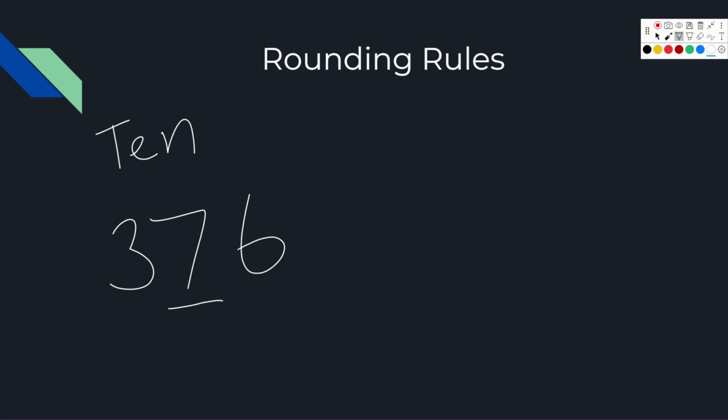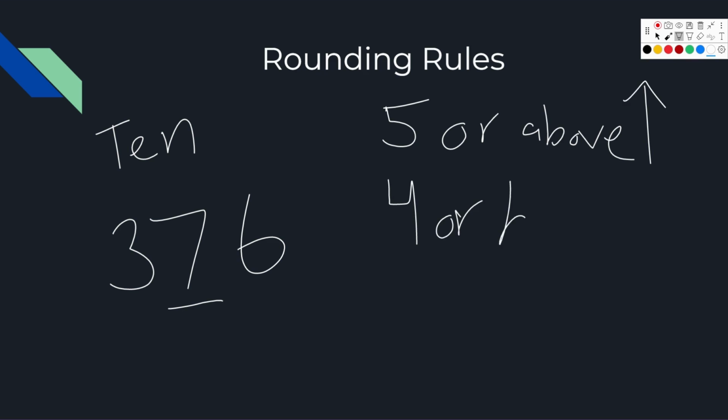So the rule is, if the number to the right of the one that you're actually rounding is 5 or above, you will round up, and if it's 4 or below, this includes the number 0, you're going to be rounding down. And so for this number, since 6 is above 5, our rounding is going to make the tens place go up 1. So when you're rounding up, that number goes up 1, and then all other numbers to the right of it will be turned to 0.